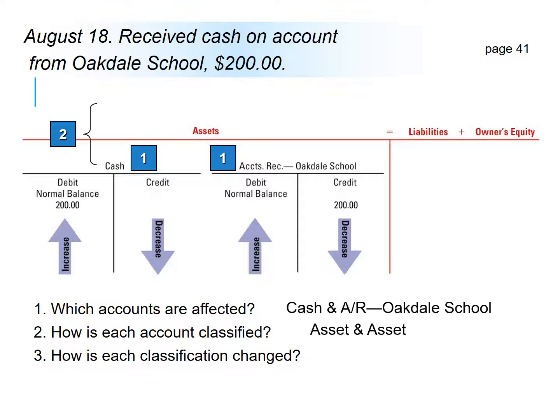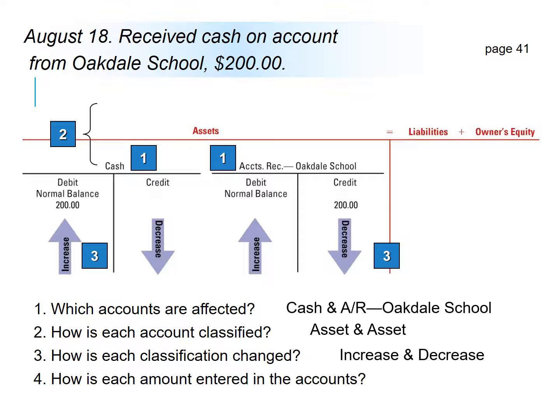By receiving cash, our cash account will increase, and by receiving cash on account, Oakdale School owes us less money, so their account will decrease. So how do we record these amounts? We are going to show the increase on the debit side of the cash account, and accounts receivable will show a decrease on the credit side.